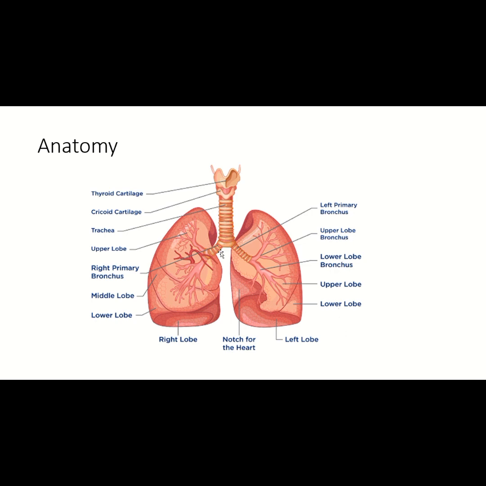The trachea divides into the right primary bronchus and the left primary bronchus. Further, we will study radiological anatomy.